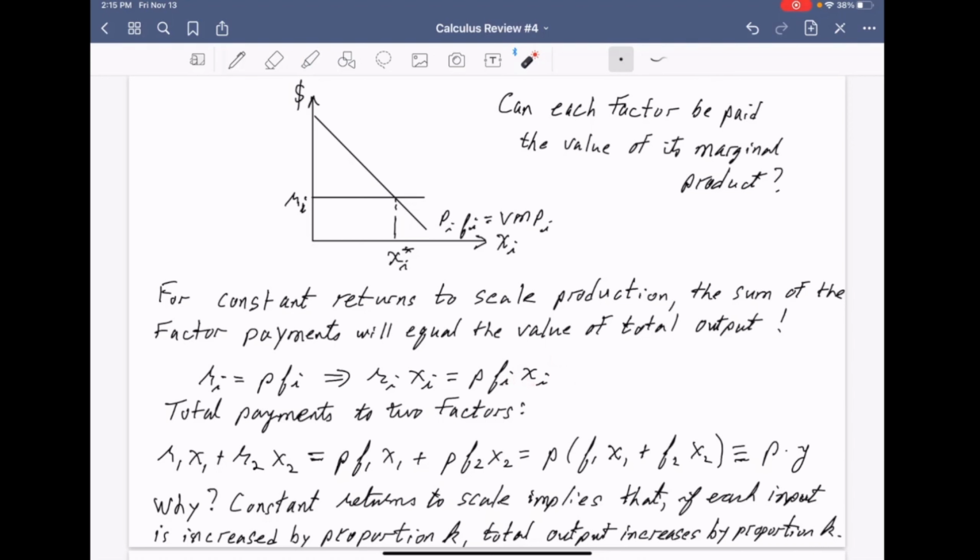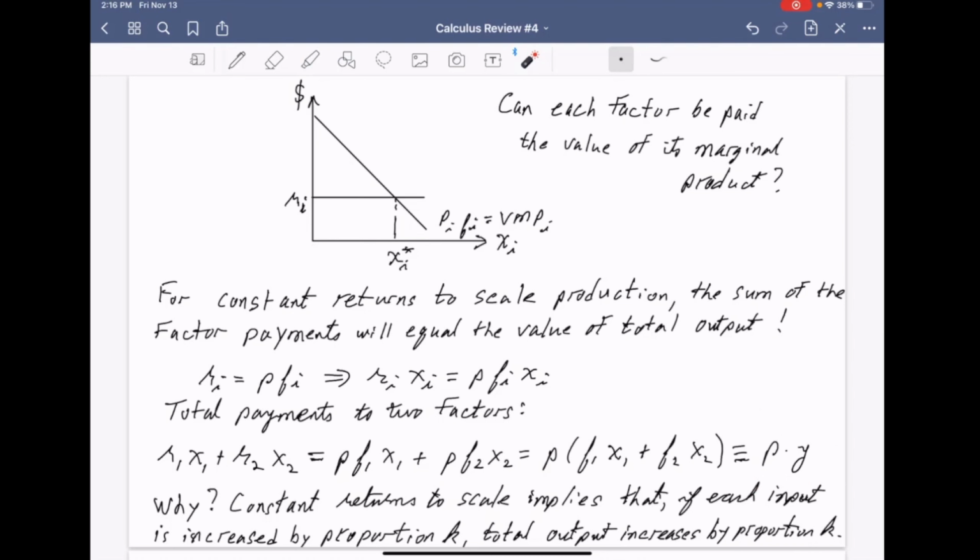So if we take two factors and we look at the total payments, we get R1 x1 plus R2 x2 is equal to, and now we substitute this for here. So for input 1, we get that the price times the marginal product of 1 times the amount of 1 plus the price times the marginal product of 2 times the amount of input 2 is equal to, and we take out the price, and we get F1 X1 plus F2 X2, and that has to equal the price of the output.